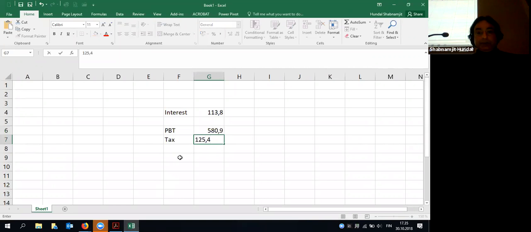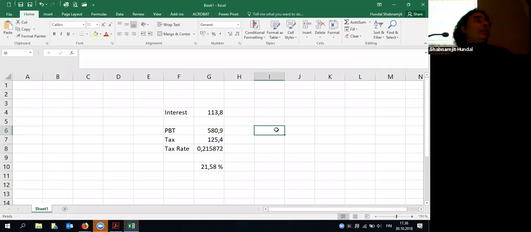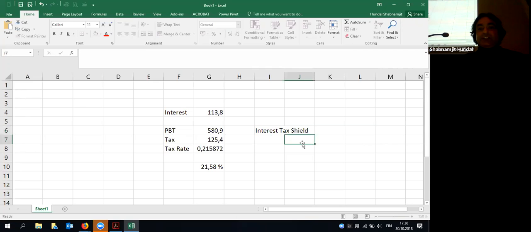Tax rate would be the tax payment divided by the profit before tax, which is 21.58%. So I can say that Marks and Spencer is paying 21.58% as the tax rate. Can I say so? How do you calculate interest tax shield? Interest tax shield is equal to the corporate tax rate the company pays multiplied by the interest payment. Okay?